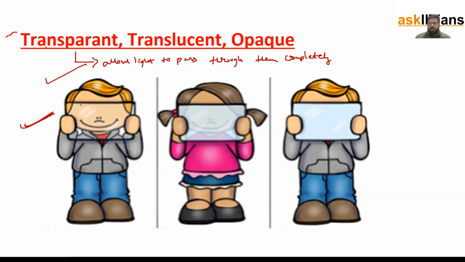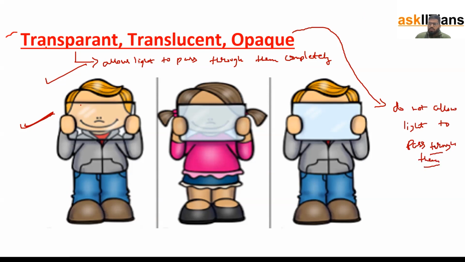Now, what are opaque objects? Opaque objects are those objects which do not allow any amount of light to pass through them. In this third picture, you can see this object is an opaque object, because now you are not able to see any part of the boy's face. Whatever light is coming does not get passed by this material, which is known as an opaque object.